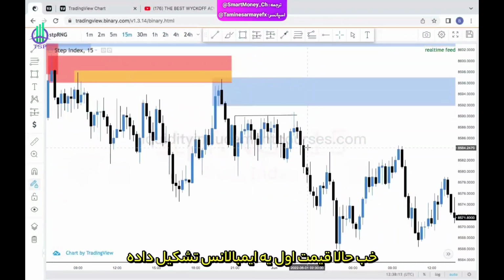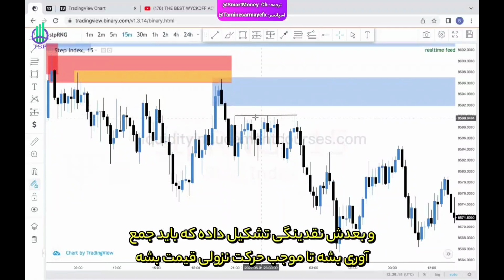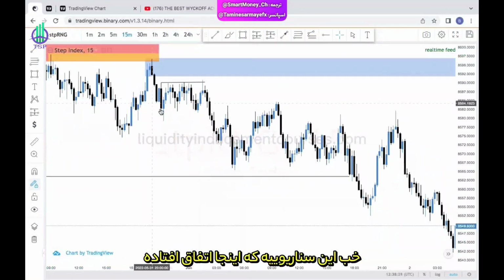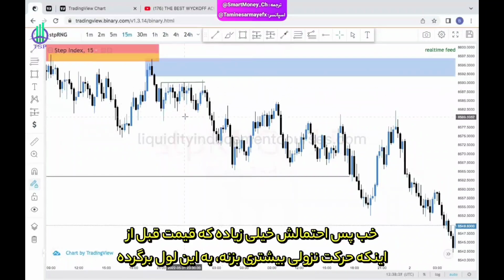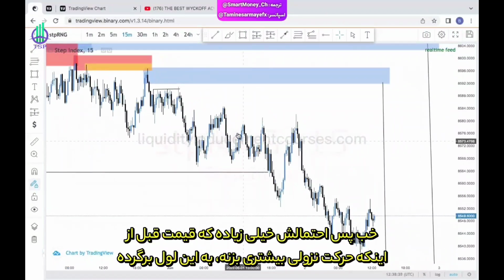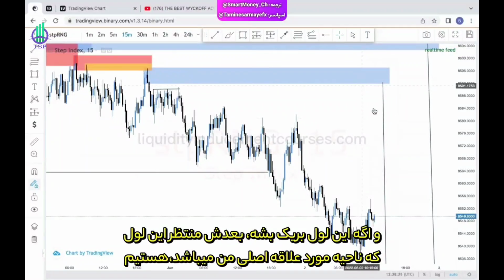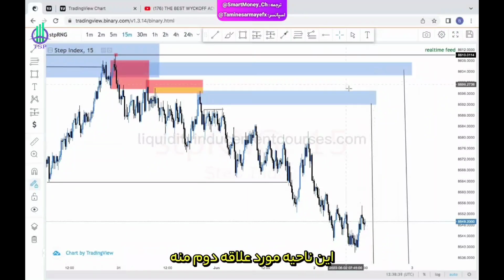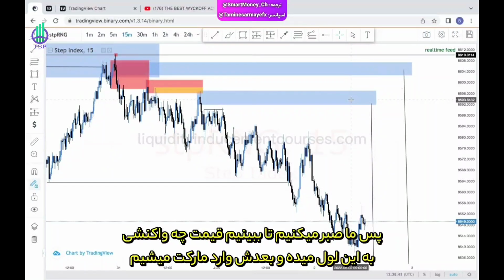Okay, now price has created an imbalance, number one, and has created liquidity that should be grabbed to cause further price movement to the downside. Okay, that is the case that has happened here. So there's a high possibility that price will come back up here to mitigate this level before we begin to see further moves to the downside. If this level fails to hold, then we are looking forward to this level, which is my primary point of interest, and this is my secondary point of interest. Okay, so we'll be watching to see how price reacts to this level before we engage price.